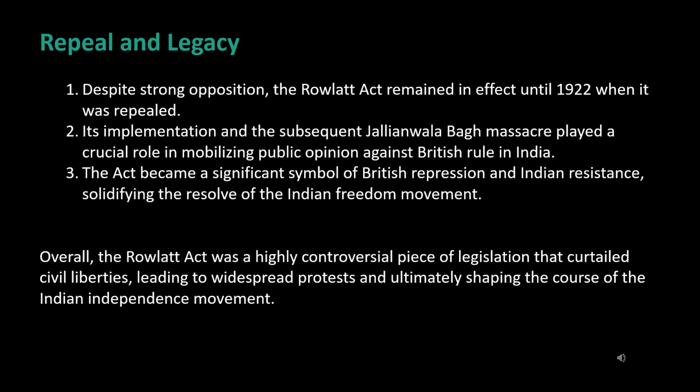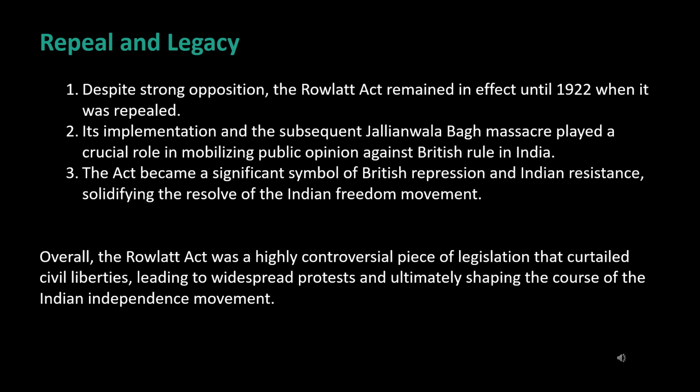Repeal and legacy. Despite strong opposition, the Rowlatt Act remained in effect until 1922 when it was repealed. Its implementation and the subsequent Jallianwala Bagh massacre played a crucial role in mobilizing public opinion against British rule in India. The act became a significant symbol of British repression and Indian resistance, solidifying the resolve of the Indian freedom movement.